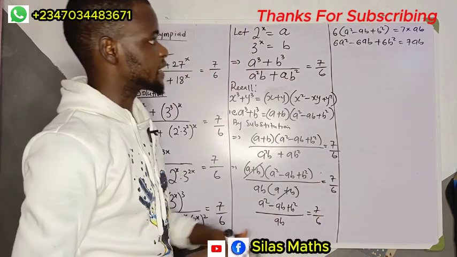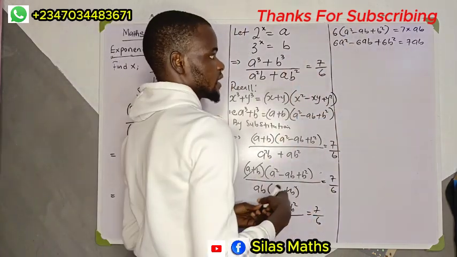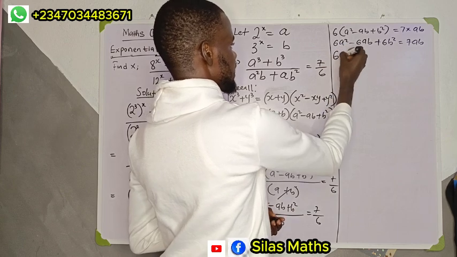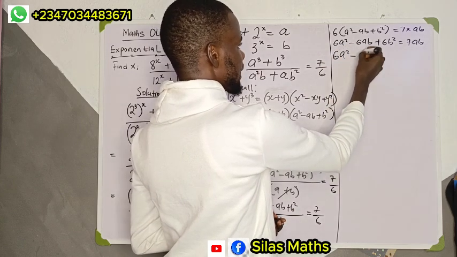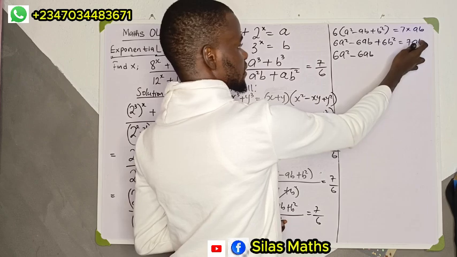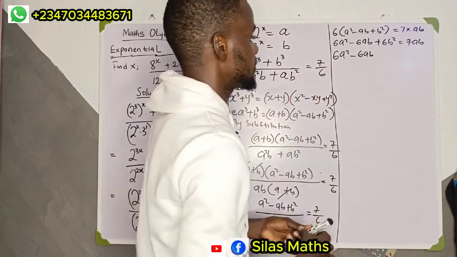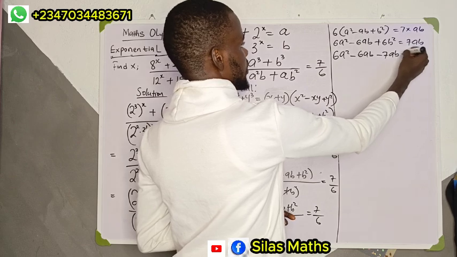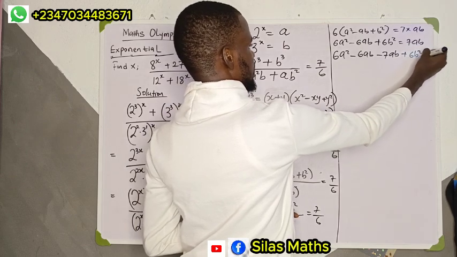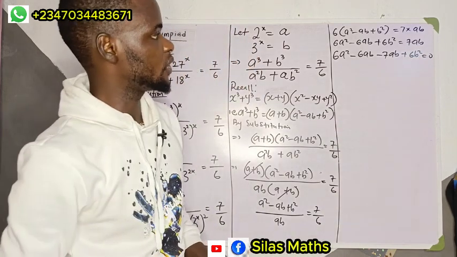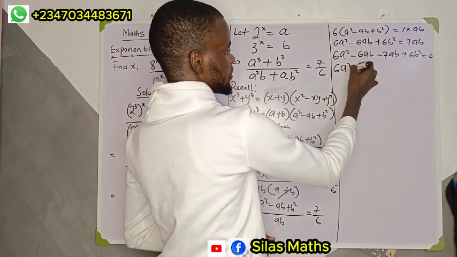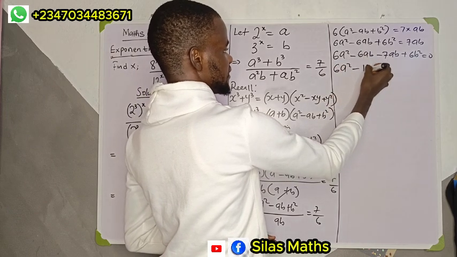So let's collect like terms. Every other thing crosses over so that it will form a kind of quadratic. So we have 6a square minus 6ab. Crossing this one over, when it crosses over the equality sign, it becomes negative. So I have minus 7ab plus 6b square equal to 0. And that will give us 6a square minus 13ab.